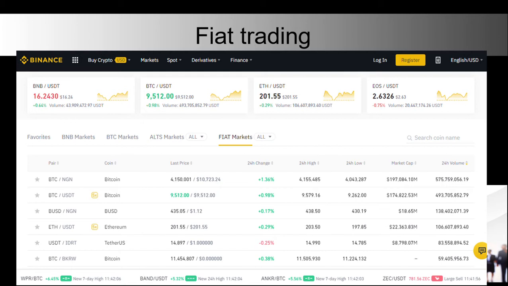You can trade your Bitcoin against your fiat, against your dollar or against your Naira or against any other kind of fiat currencies listed on this exchange.